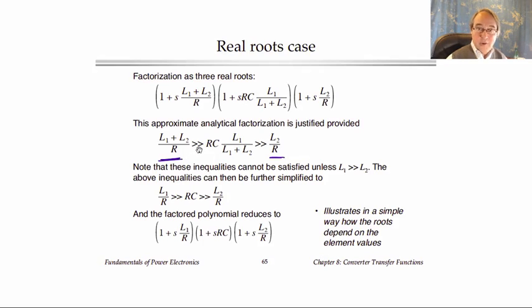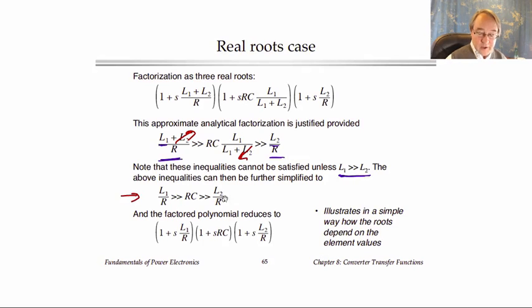We can't just do normal algebra, like subtract L2 over R from each side of the equation. If we do, we'll get L1 over R is much greater than 0, which is not a very useful inequality. In fact, the only way this inequality can be obeyed is if L1 is much bigger than L2, which then means that we can ignore the L2 here, and ignore it there also, and then we get L1 over L1, which is just 1. And so the whole thing simplifies then to this.